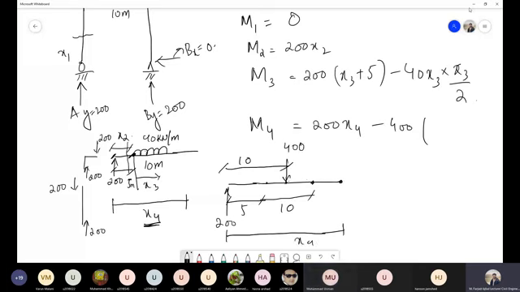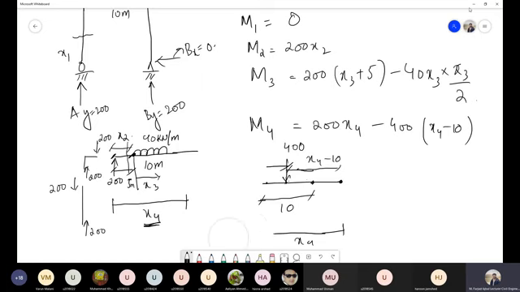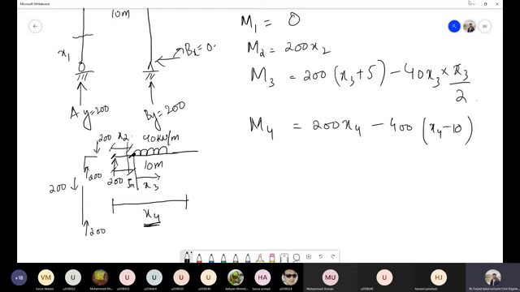That will be 400. So what will be this factor? x4 minus 10. Yes, this distance is x4 minus 10. So any confusion about this one? Try to be real quick about this one, because this is not the main thing that you need to be doing, because these are the things that you already know.